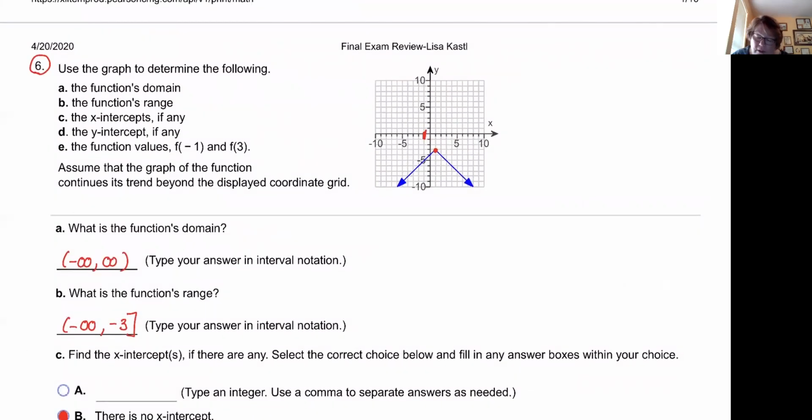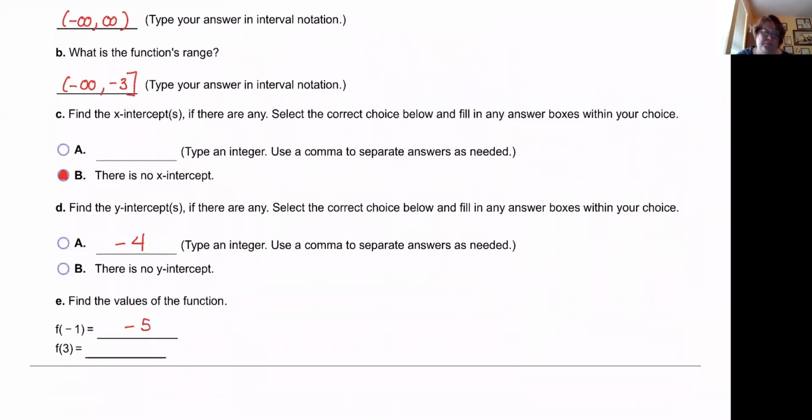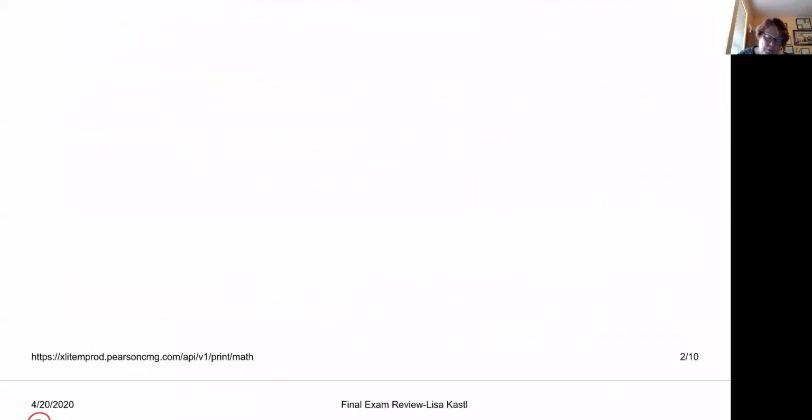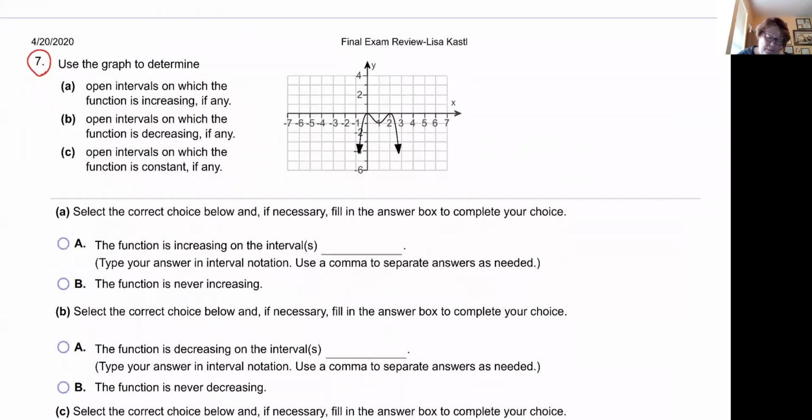And 3, again, where's x equals 3? Right there. And if I go down where that intersects the graph, I can see that also when x is +3, the value for y, or the value of this function, is also -5. The next problem we're going to do is number 7.